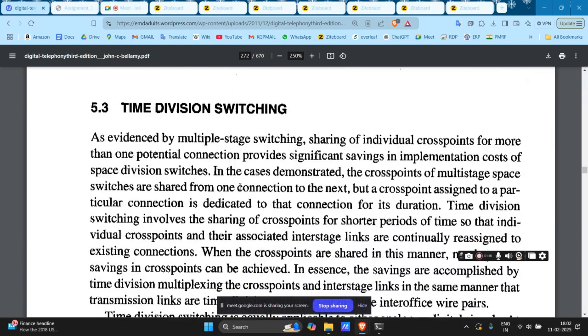So here time division switching means that when you have multiple packets that you want to send, you can send them slot by slot. So that is time division switching. In each time slot one data gets transmitted, then when another user wants to send data, they will send in the next time slot. So one time slot after another, the data is getting shared. That is called time division switching.